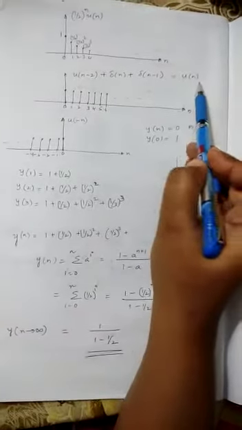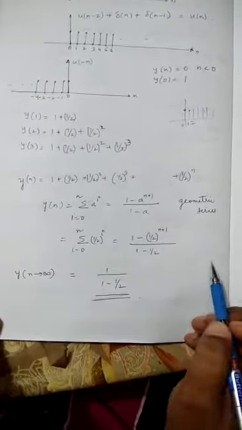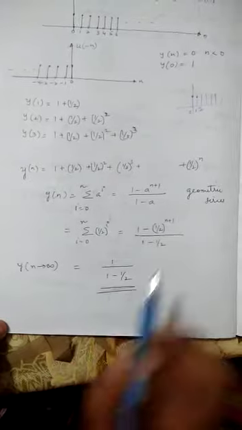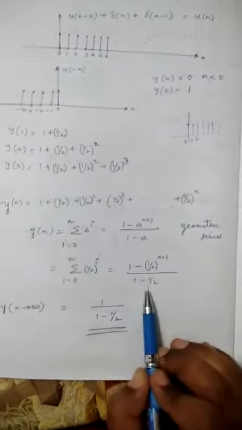Since this is the second signal, you just fold it and shift. We are going to get it like this. And by using your geometric series, we can simplify it, and finally your answer is 1 minus half to the power of n plus 1, divided by 1 minus half.